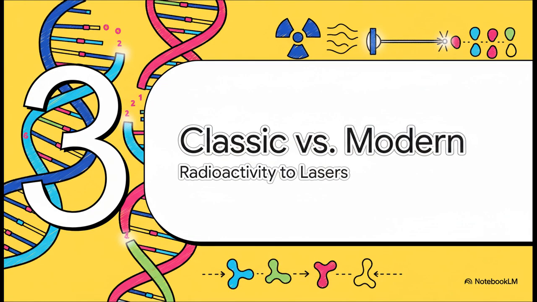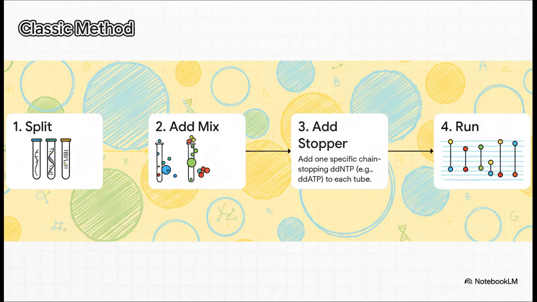Okay, so we've got this super clever trick, but how do you actually use it in a lab? Well, this is where the method comes in, and it's a method that has changed a lot, from its original form to the sleek version we have today. So back in the day, the classic method involved setting up 4 different reactions. You'd have 4 tubes, and each one had all the normal stuff needed to copy DNA. But then, you'd add a tiny amount of a specific chain stopper to each tube. For example, tube 1 got the A stoppers, tube 2 got the T stoppers, and so on.